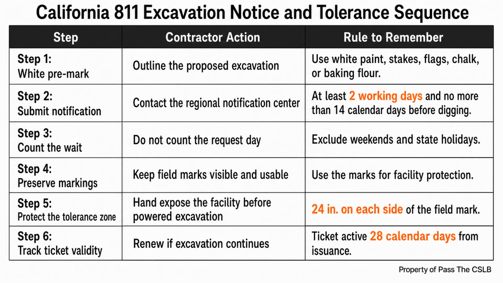If the work continues beyond the active ticket period, renew the ticket. A California ticket remains active for 28 calendar days from issuance. That does not mean every mark stays perfectly visible for 28 days.